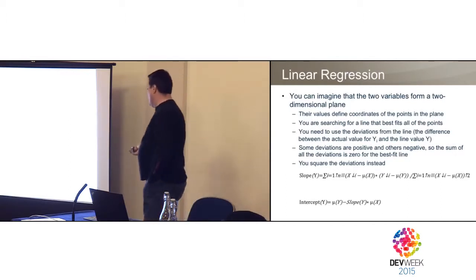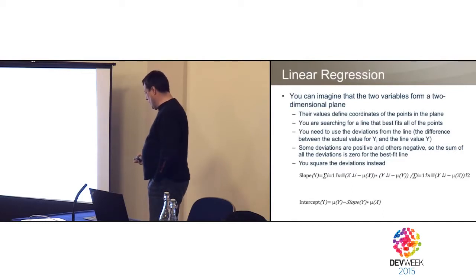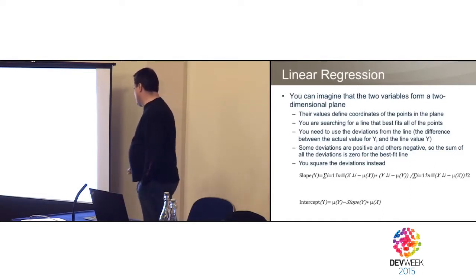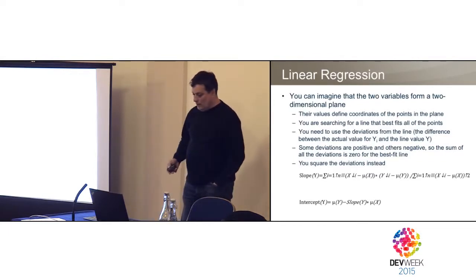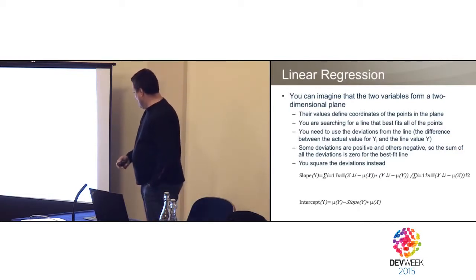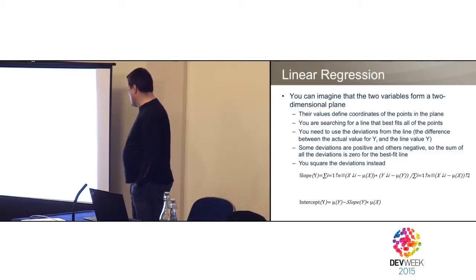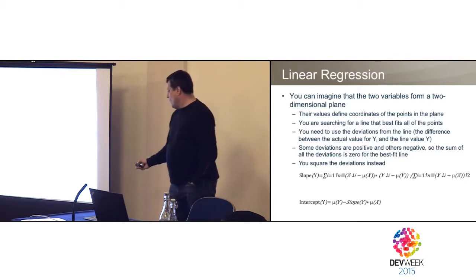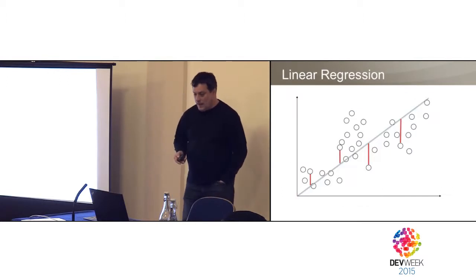For the slope, you calculate the deviation of y in each point from the mean of y, and multiply by the deviation of x in this point from the mean of x, divided by the sum of x minus the mean of the independent variable, squared. The intercept is then calculated with the help of the slope: it is the mean value of y minus the slope multiplied by the mean value of x. And this is the formula.